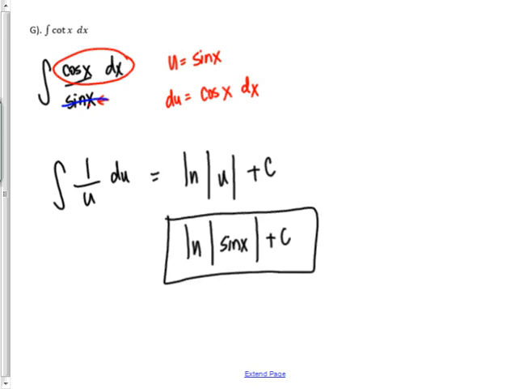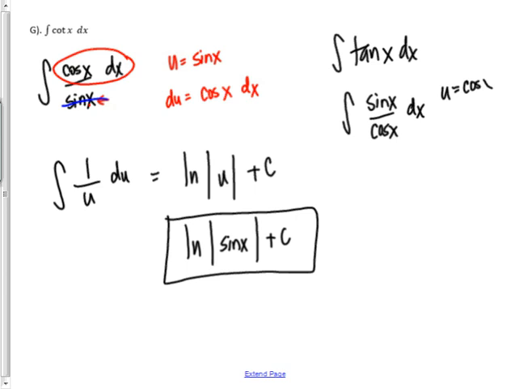Tangent is going to work very, very similarly, except if you have the integral of tangent x, you're going to rewrite it as the integral of sine over cosine, where you let u be cosine now. You let u be cosine on the bottom, and then the derivative of cosine is negative sine.